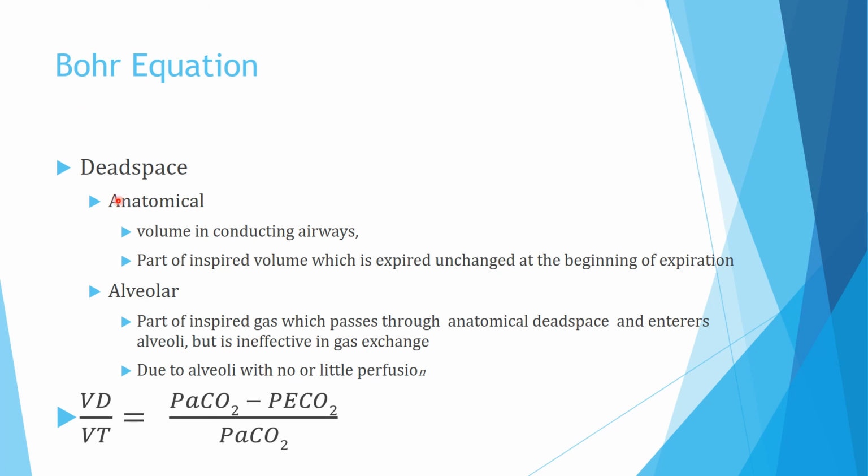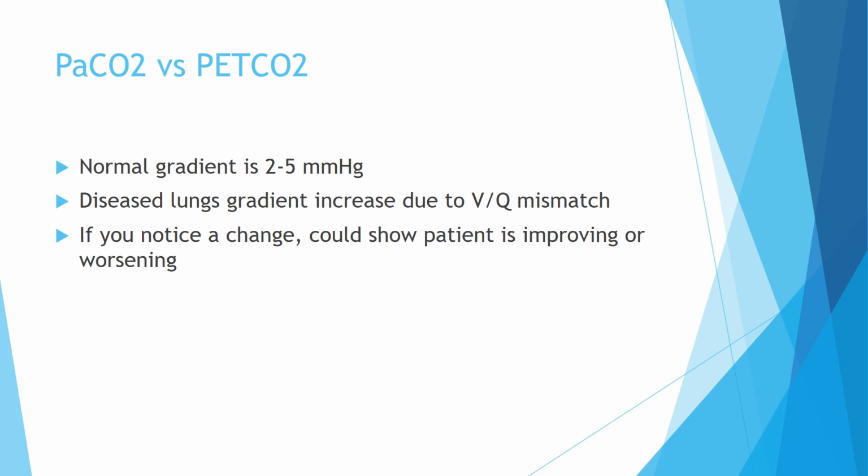Our Bohr equation is just our dead space equation. It's going to be composed of our anatomical and our alveolar dead space. So remember, it's PaCO2 minus PECO2 over PaCO2. Nothing too exciting to tell you. We had to remember this for our boards, so you might want to. Everyone's kind of done with it. I know I don't want to beat it into the ground.